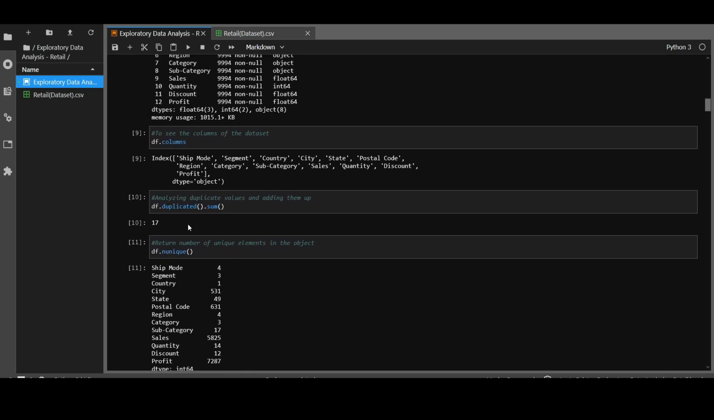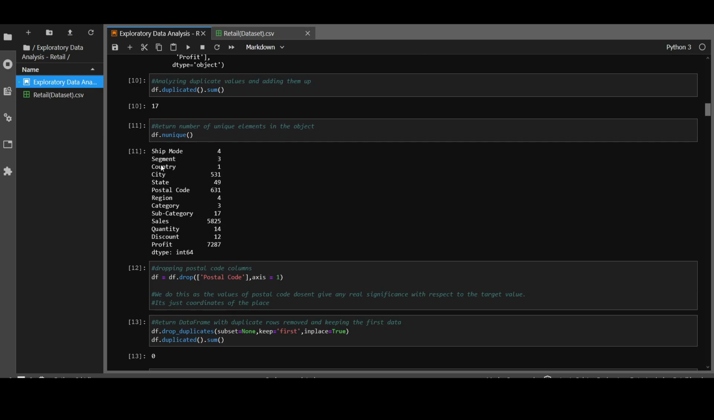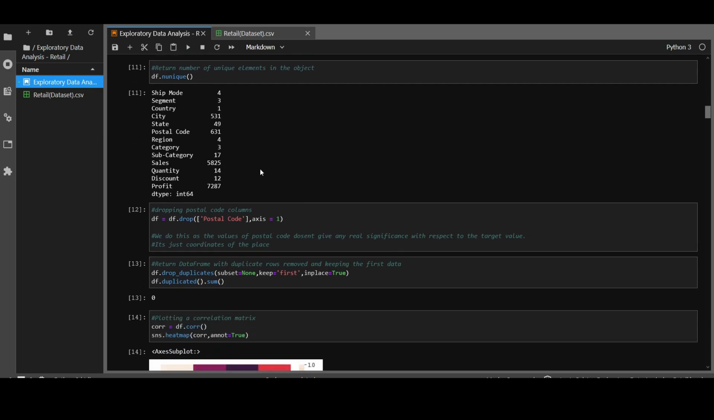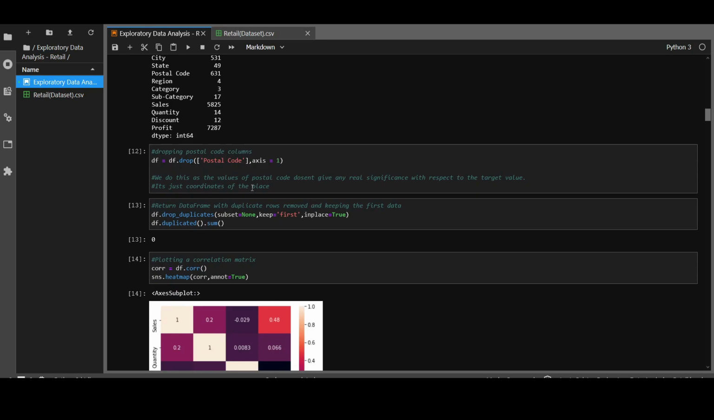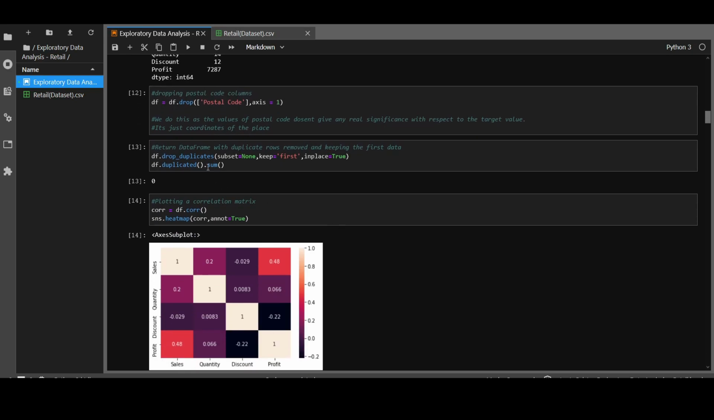So analyzing the duplicate values. There are this many duplicate values, and we have already added them up. These are the unique values for each feature. Now we are dropping the postal code because it's not needed, and we are keeping the first data. So we are returning the data frame after dropping that column, and we are removing those duplicate rows. Now we are again doing the sum of the duplicate rows, and it's 0.